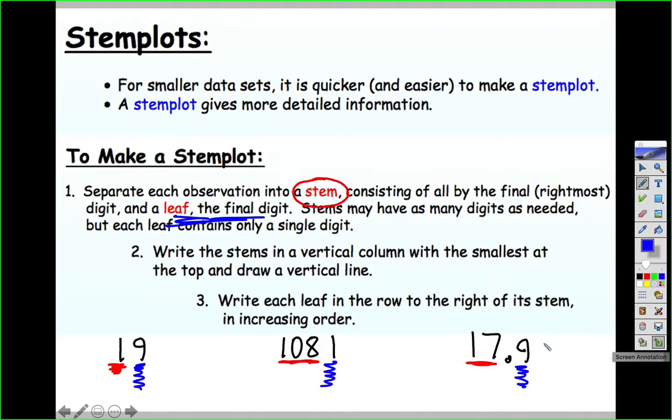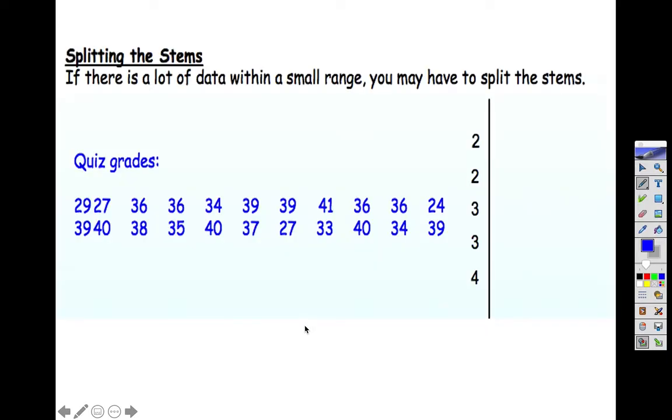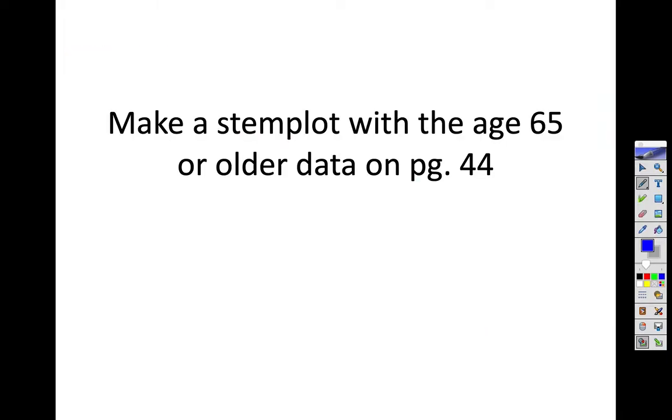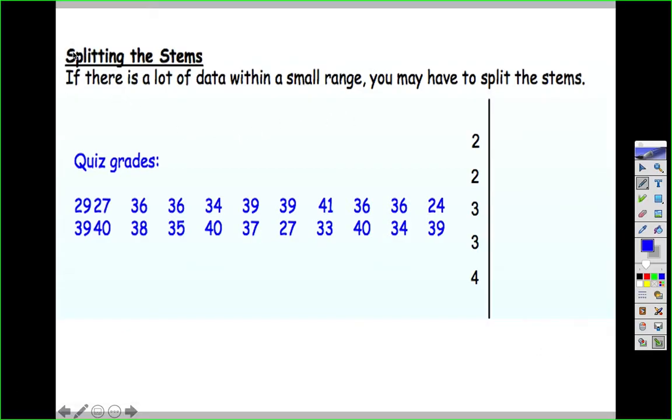And then what we do is once we separate stems and leaves, it says to make a vertical column of the stems and put the leaves in order. I'm going to show you what that means. I'm going to show you how to make a stem and leaf plot. We're going to use this data first. Now we will come back to splitting the stems, so we won't use this one yet. I want to show you just what a stem and leaf plot consists of.